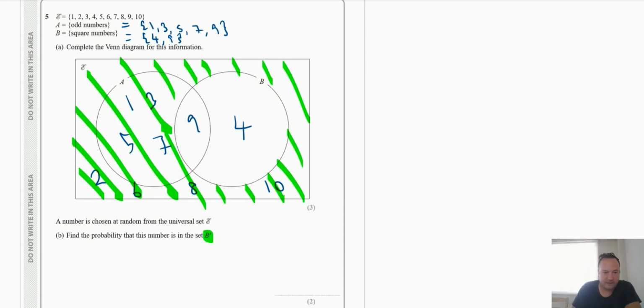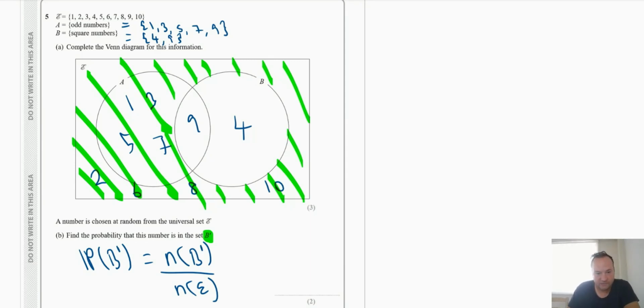So we can see that the probability that it's not in B is going to be the number of elements which are not in B divided by the total number of elements in the actual Venn diagram. Okay. So this n means the number of elements or the number of members. Okay, so that's really, really important.